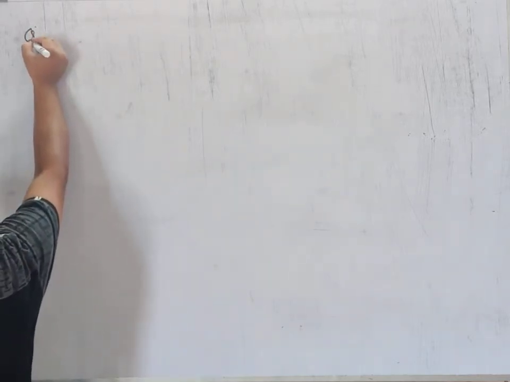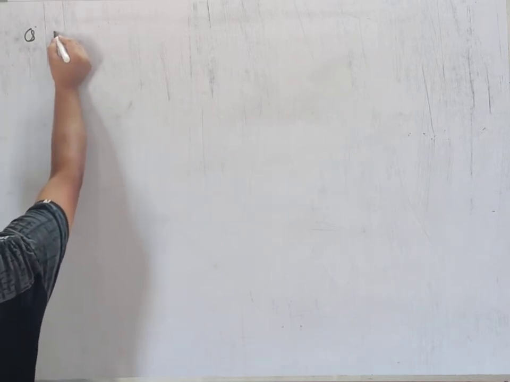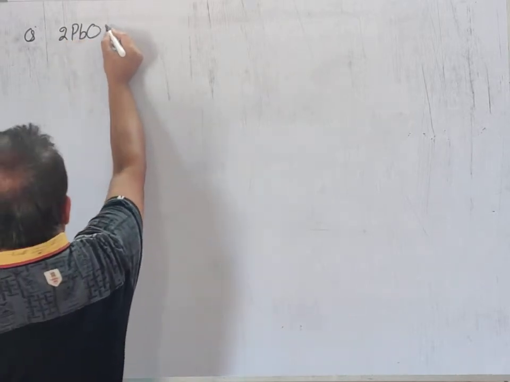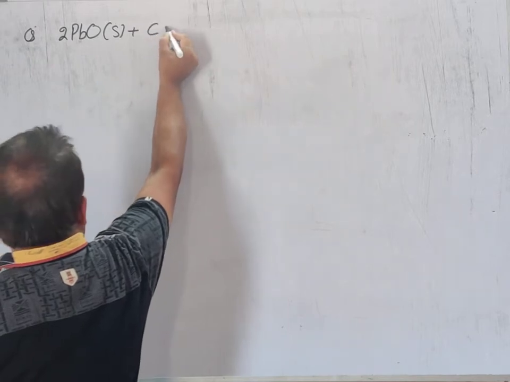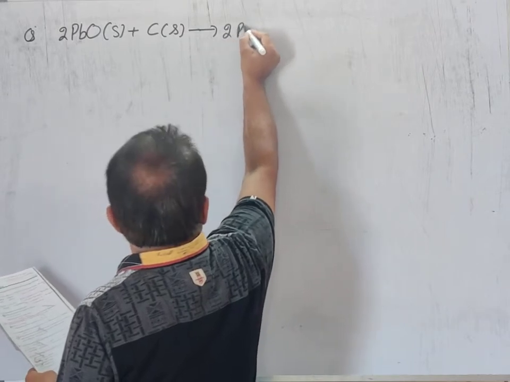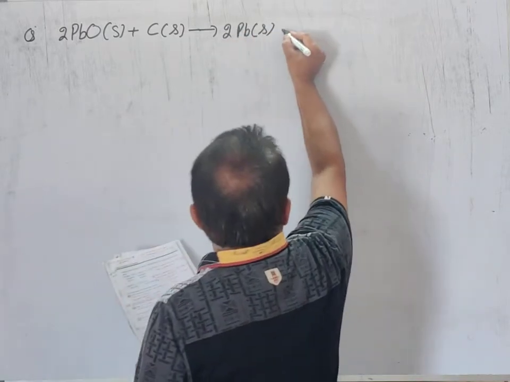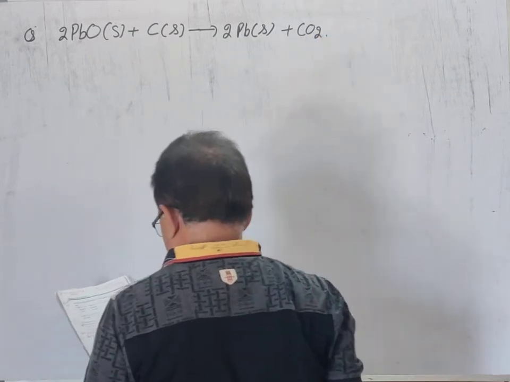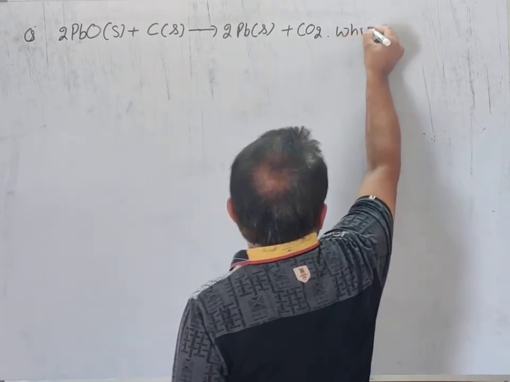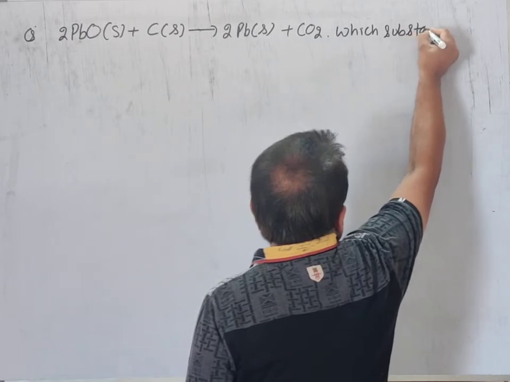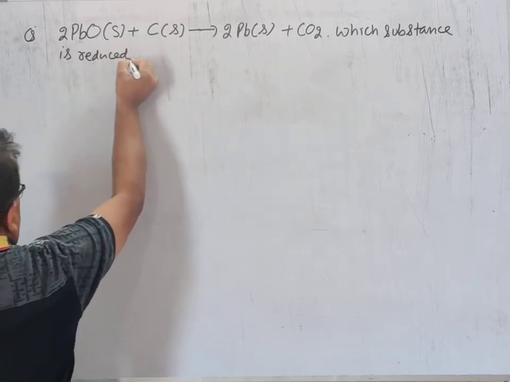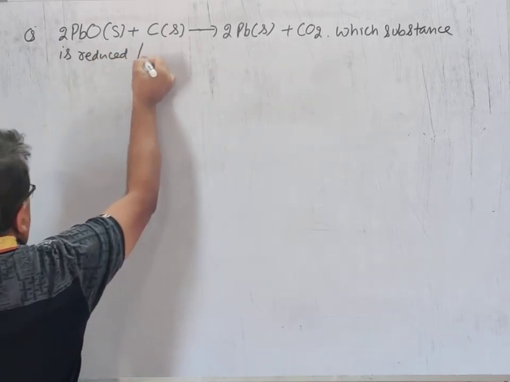Again, a question in the equation: 2PbO, which is solid, plus carbon, which is solid, gives 2Pb solid plus CO2. You have to write which substance is reduced and which substance is oxidized.